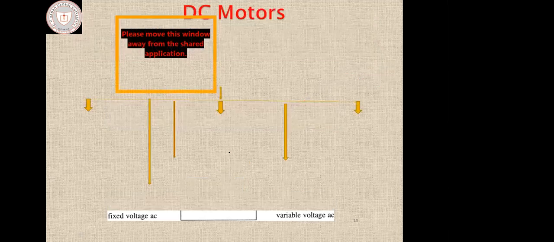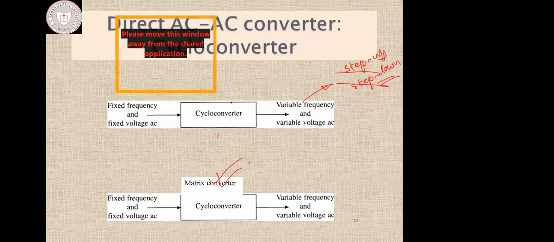So DC motors, let's first deal with the DC motors, right? So what kind of DC motors are available? Yes, sir, before you go into that, can you once again explain that DC to AC converter? DC to AC converter, okay.